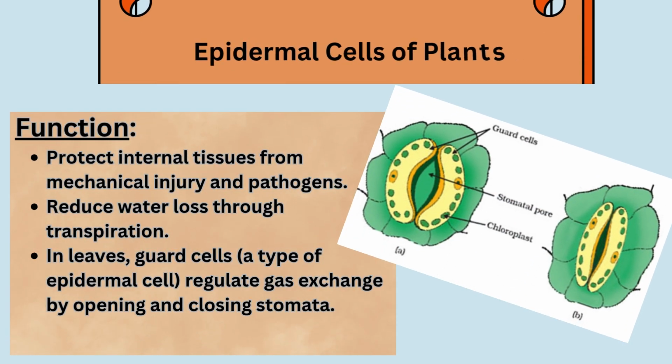For example, root hair cells which absorb water and minerals from the soil, and guard cells of leaves which regulate the opening and closing of stomata. They also help to reduce the water loss through transpiration and protect internal tissues from mechanical injury and pathogens.